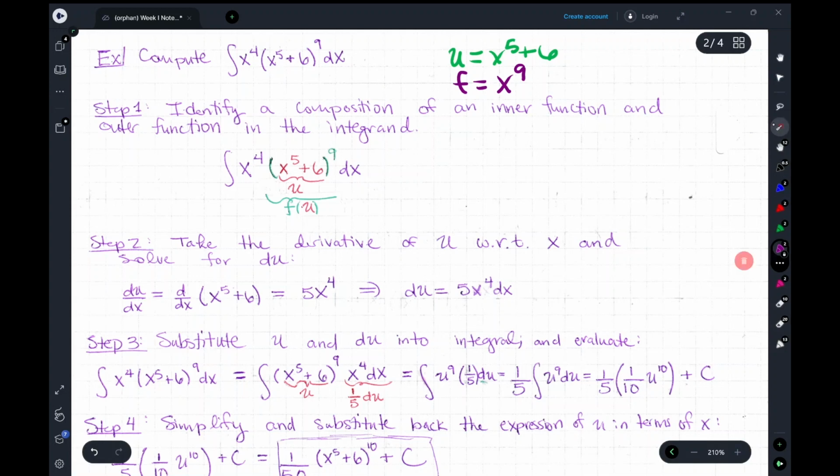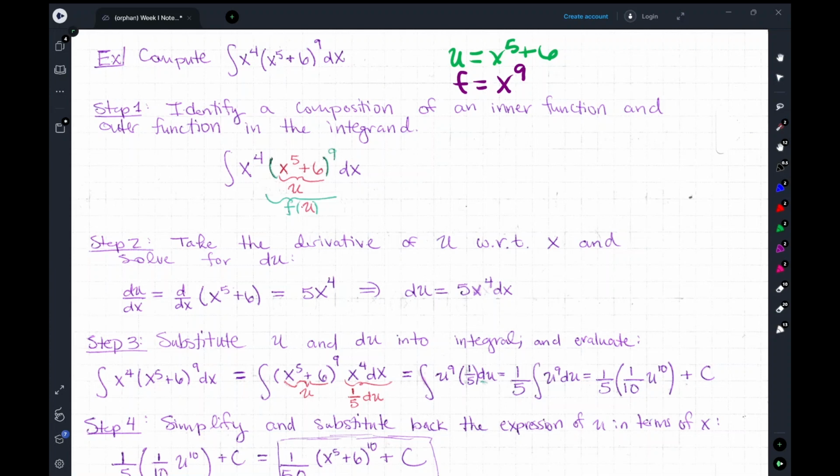basically the expression that you see right here. That's f of u. Okay? So that's nice. Instead of writing this factor, x to the 5th plus 6 to the power of 9th, we could just write it as f of u. And it seems like we could do that for free, but be careful. You also have this x to the 4th and dx you have to contend with.